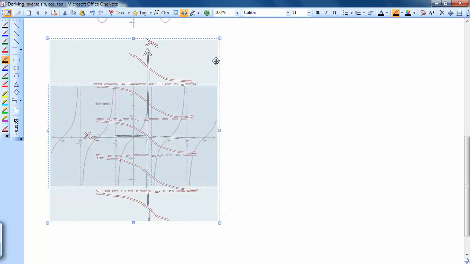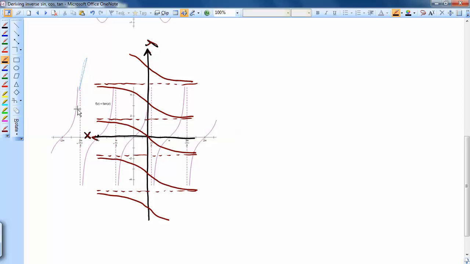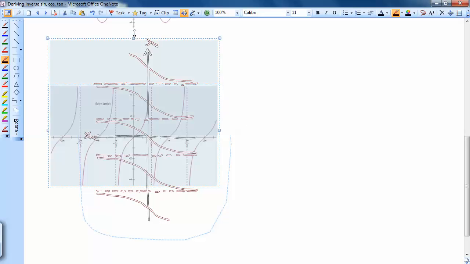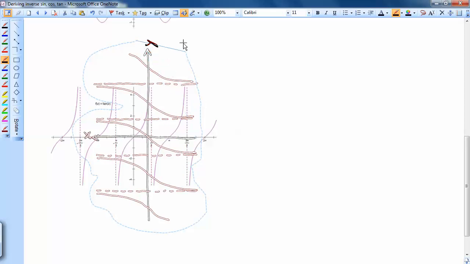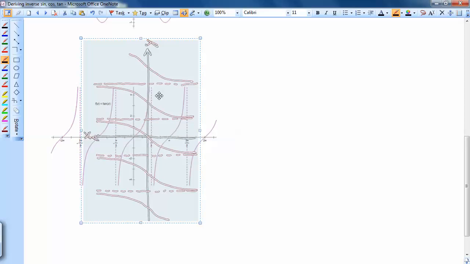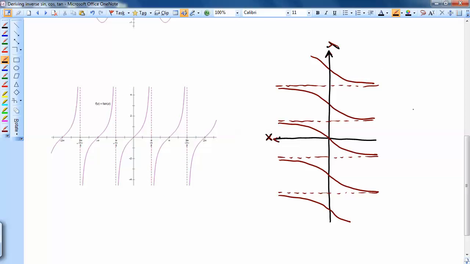So let me move this graph over. Oops, I don't want that thing underneath attached. Oh, why is it selecting that? Okay, so I'm going to move this over. And that's the graph of the inverse tangent, except the x is pointing the wrong way.